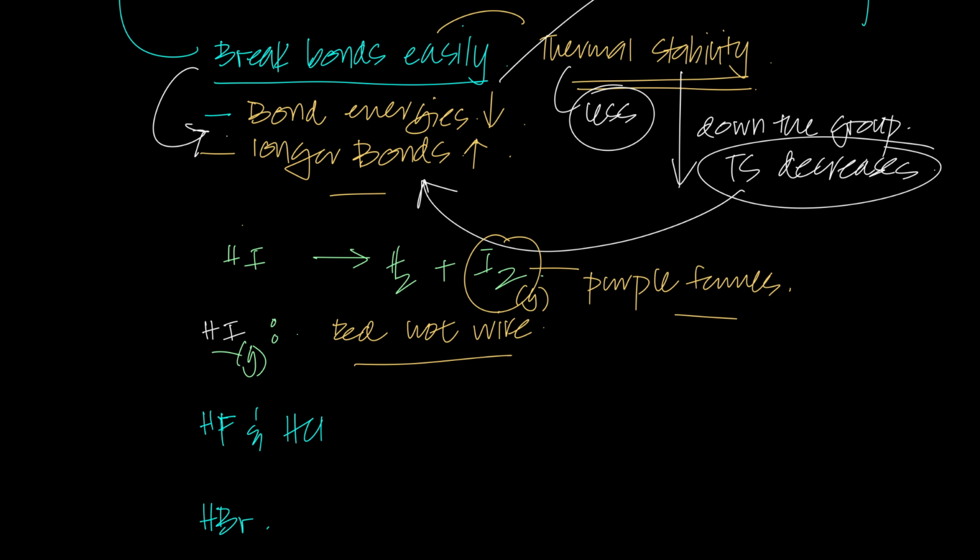Why? Because you know that it is thermally less stable. The thermal stability is pretty low for HI. In fact, it's the least thermally stable out of all of them. There are two reasons: the longer the bond length, the weaker the bond, and the other reason is the lower bond energy. These two are the reasons why it's less thermally stable. That's why the moment you insert a red hot wire into a sample of hydrogen iodide gas, you see purple fumes of iodine vapor. That's the observation.